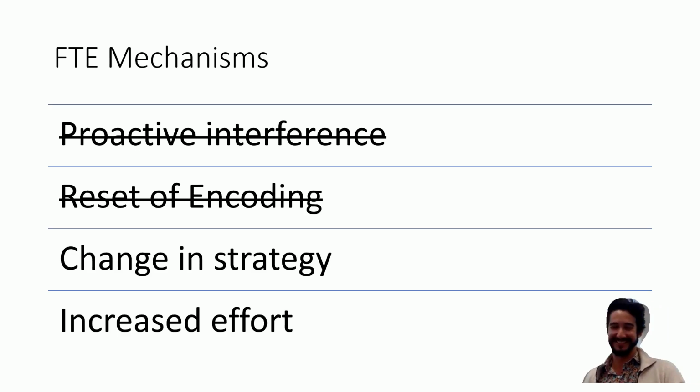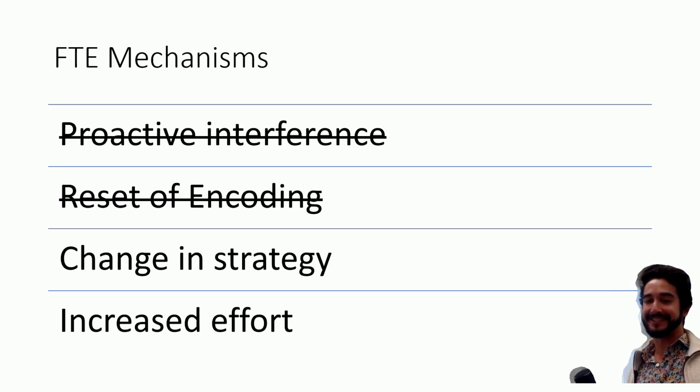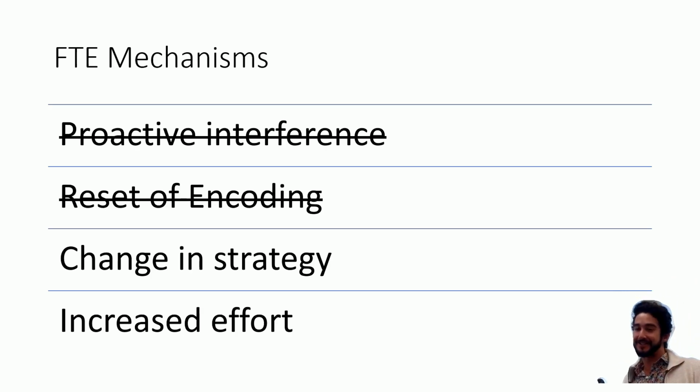So this doesn't necessarily rule out these explanations for list learning. They just don't seem to apply to cued recall as viable explanations. So this leaves us with 2 candidate explanations.